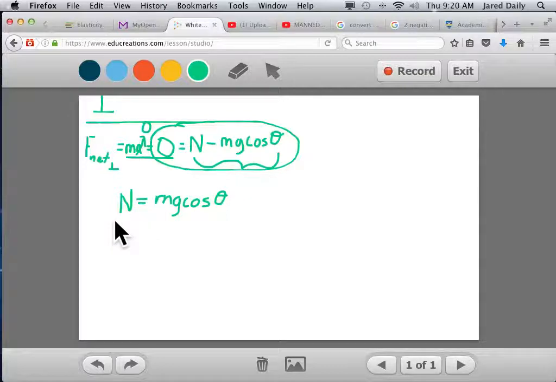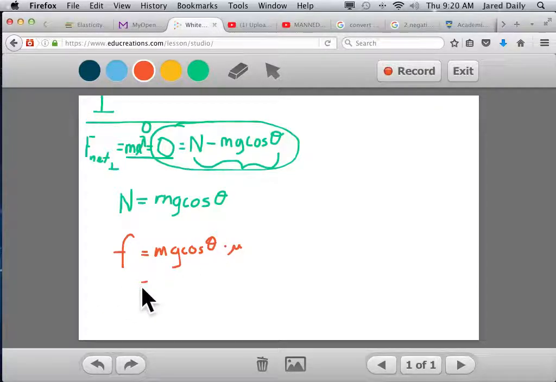Now this information can be used in our equation for the friction. The frictional equation says force equals mu times the normal force, which is this right here. So when we replace N with m times g times cosine theta, and then you multiply by mu.